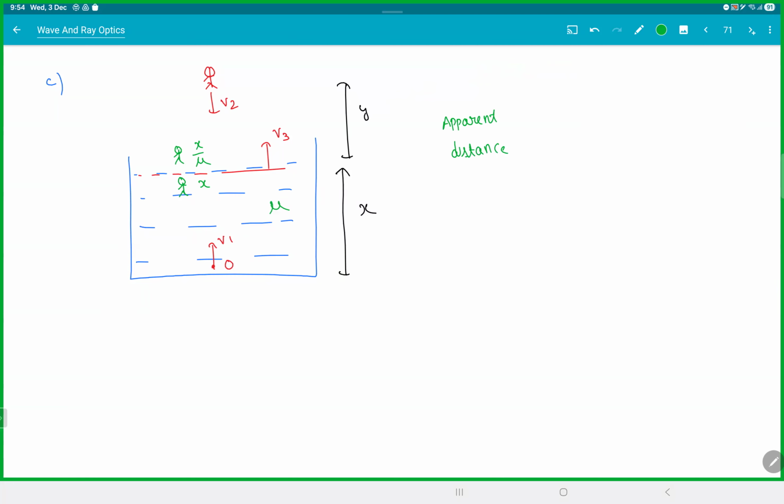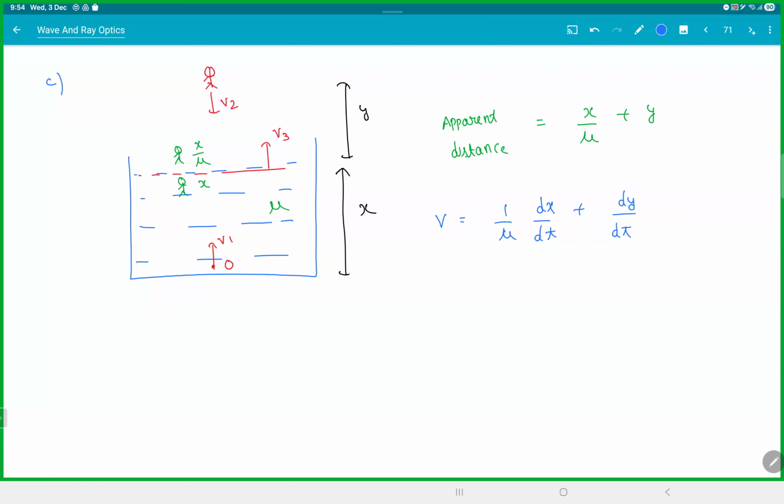remember that formula, right? H by mu observer into mu object, that is valid only for the interface, when you just cross the interface. So the observer will think the distance is x by mu plus y. Is this clear? So this person will think the object is at a depth of x by mu plus y. Now when you differentiate this, we get the velocity of the object will be 1 by mu dx by dt plus dy by dt. Now most people think only x is changing, but what they forget is y is also changing.